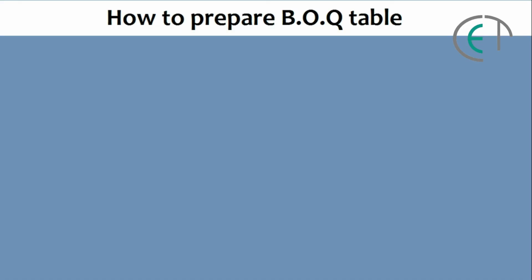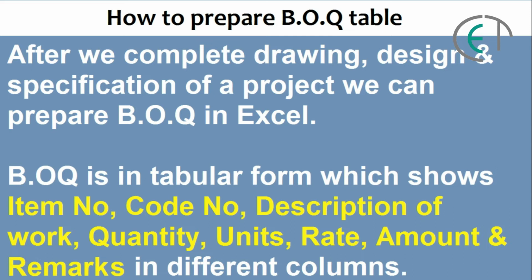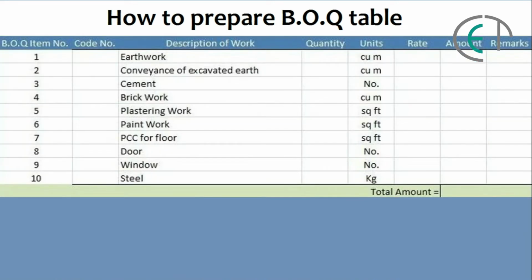Now let's come to the main part of this video, and that is how to prepare a B.O.Q table. After we complete drawing, design and specification of a project, we can prepare B.O.Q in Excel. B.O.Q is in tabular form, which shows item number, code number, description of work, quantity, units, rate, amount and remarks in different columns. Here you can see the format of a B.O.Q table.